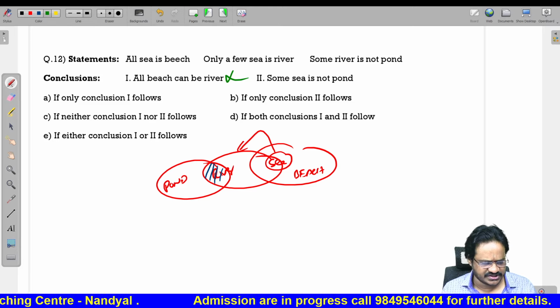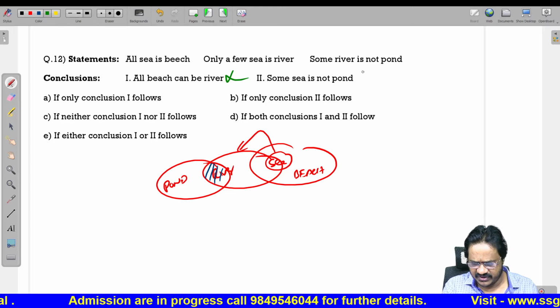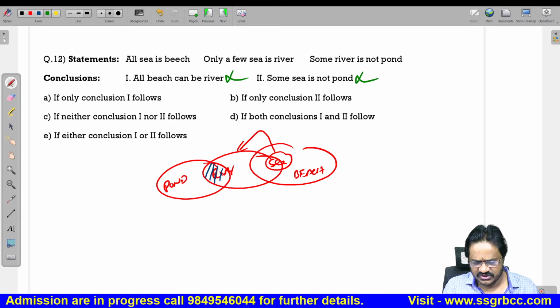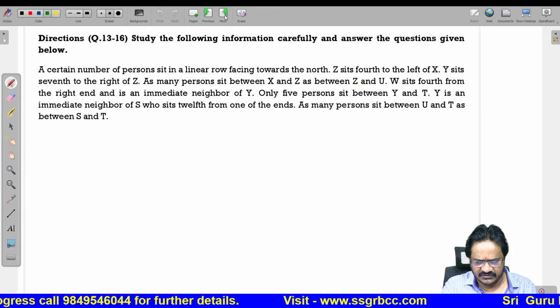Some sea is not pond. There is no relation and we can't say some not will follow. So answer is neither one nor two. Both 1 and 2 do not follow.